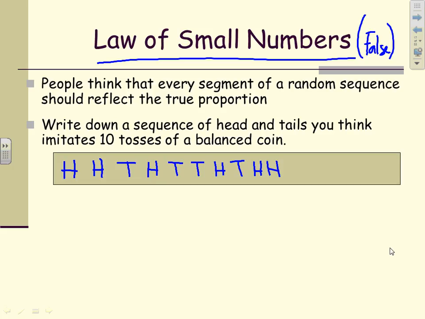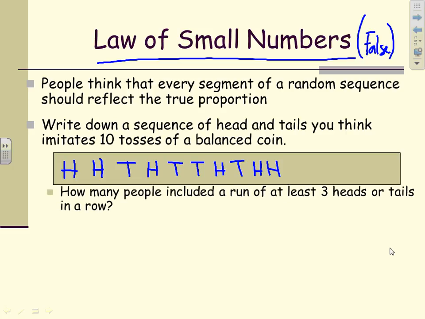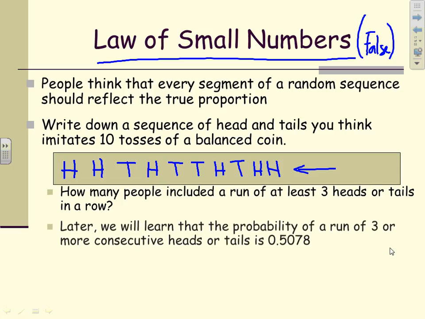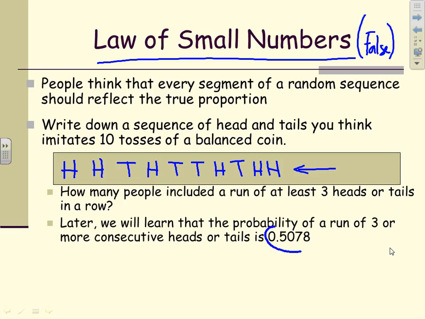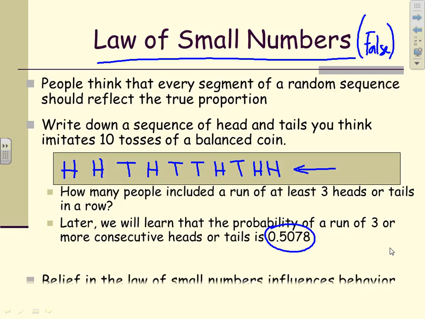Okay. Now, if we were to look at this and try to answer this question, how many people included a run of at least 3 heads or 3 tails in a row? Well, I didn't, okay? Just by chance there. I did not have 3 heads or 3 tails in a row. In fact, that probability of occurring is 0.5078, meaning half the time you're going to have a run of 3 heads or 3 tails in a row. But a lot of people who look at casino games or any really situation that is a random variable will think that it's less likely to occur than the 50% of the time.